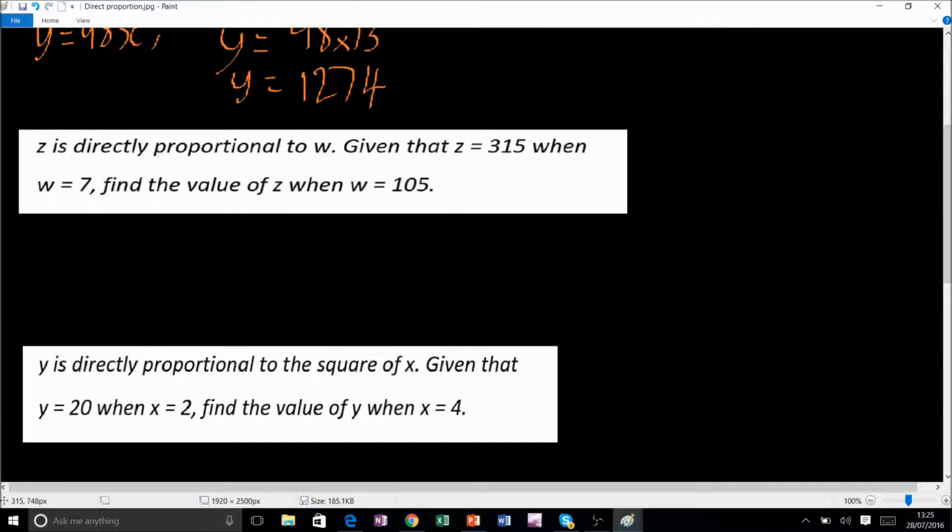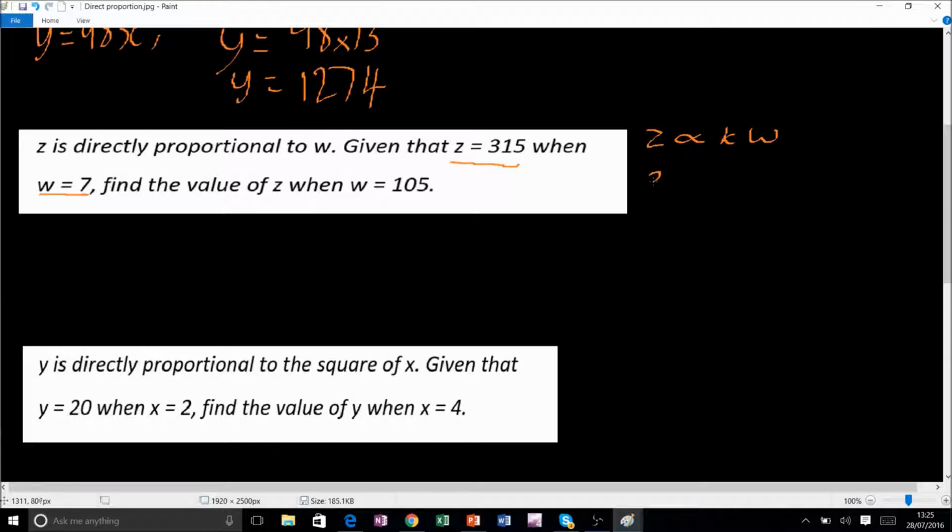Now let's go down again. Here we have z is directly proportional to w, so therefore we're going to put z directly proportional to kw. Now it's going to give us information that will help us find our k. It says given that z is equal to 315 when w is equal to 7. That's all we want for now. So let's substitute that in.